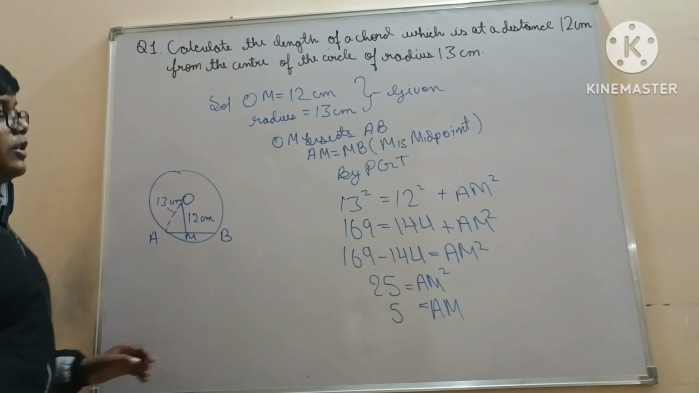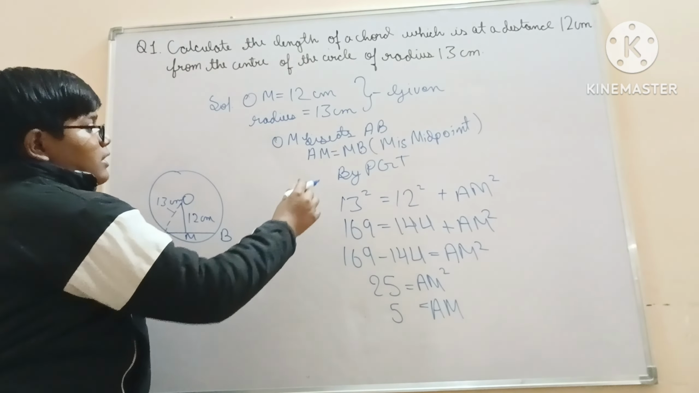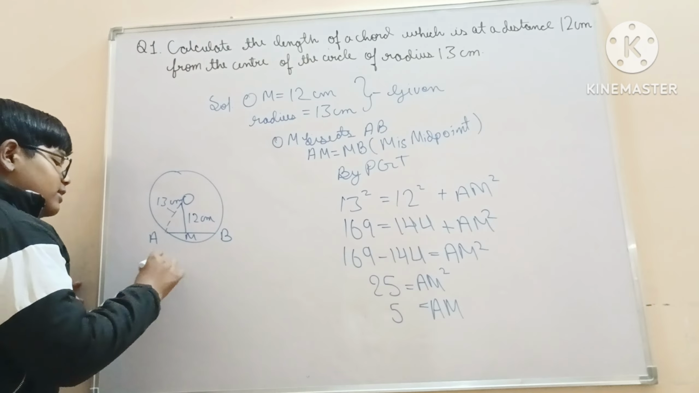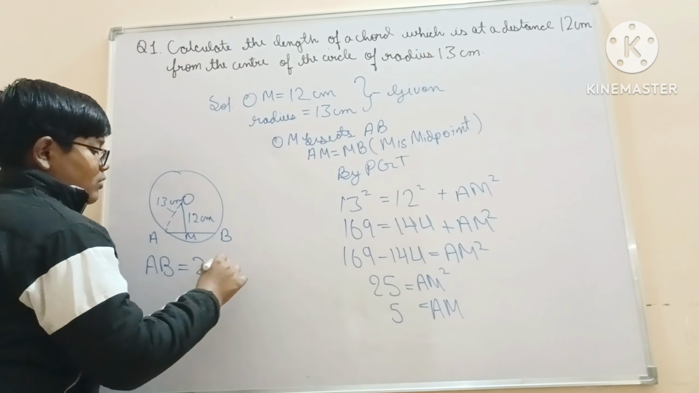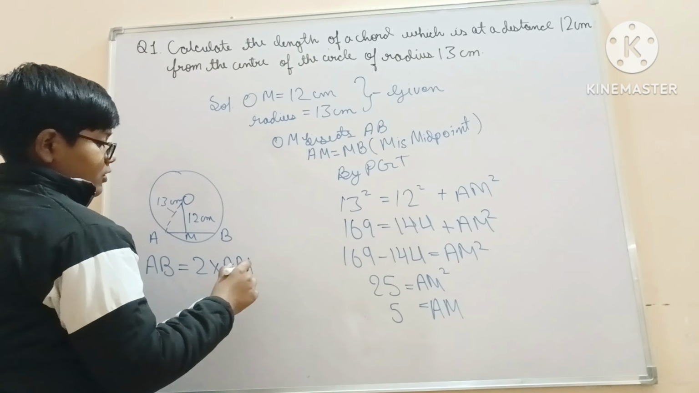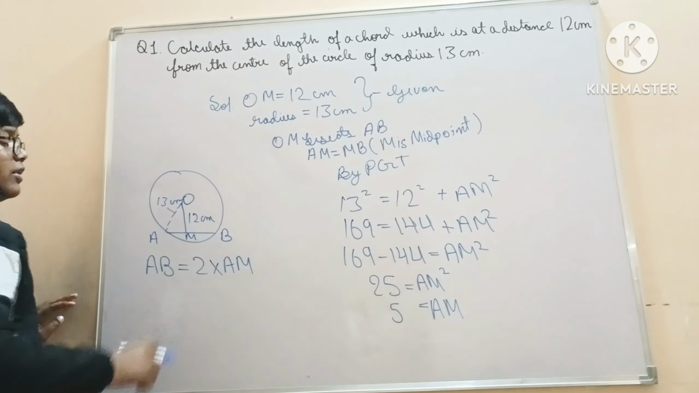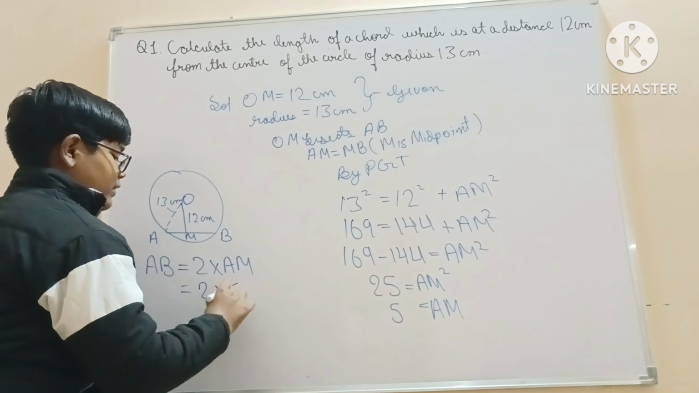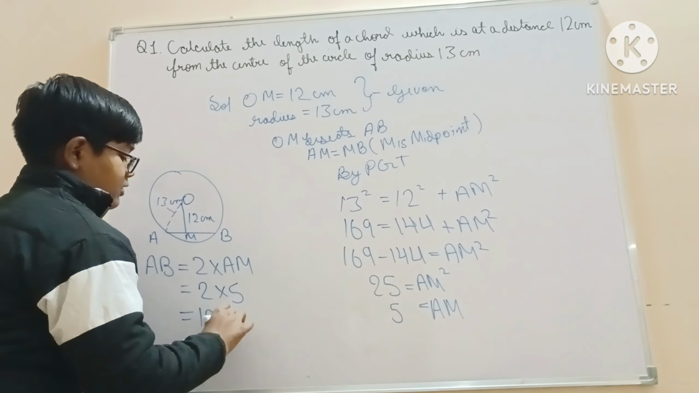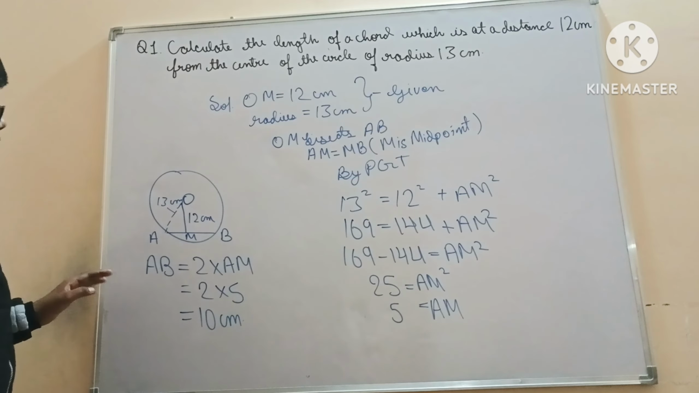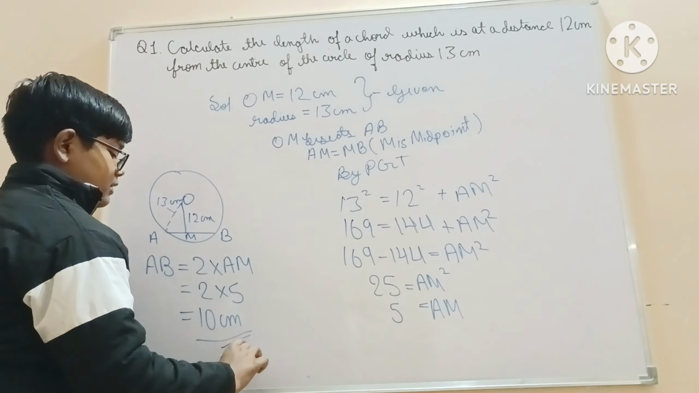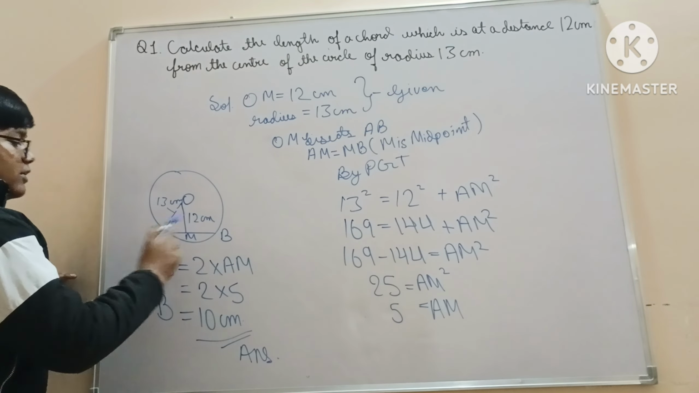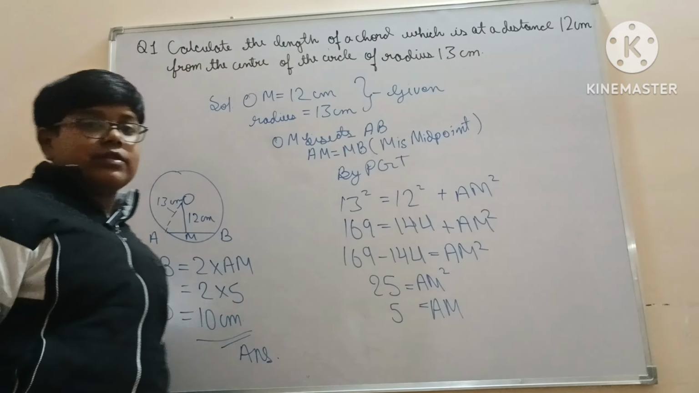So as we have got the value of AM as 5, and AM is equal to MB, this line AB is equal to 2 into AM or 2 into MB. So 2 into 5 is 10 centimeter. So we have found the length of the chord and the answer of this question is 10 centimeter, that AB is equal to 10 centimeter. Now we are going to the next question.